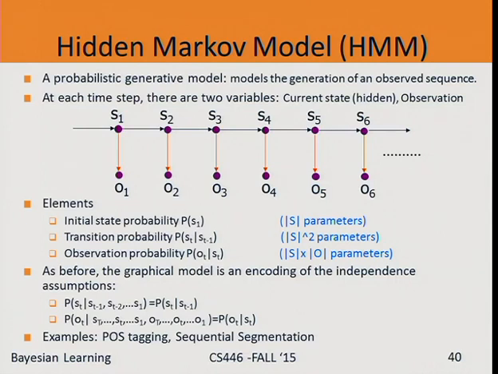So P of OT, given everything else, really depends only on ST. Adding more features means dropping these assumptions and making other assumptions. It's just going to become more complicated. The same thing is going to work, right? I can always use the Bayes rule. It's only that writing down the joint probability distribution is going to be a lot more expensive, and estimating it is going to be a lot more expensive.